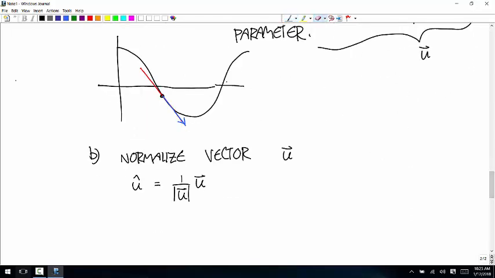So parameter, you mean the x? In this case, it's x, but it doesn't have to be x. I'll do that example I gave. And then you just have to make it a unit vector.